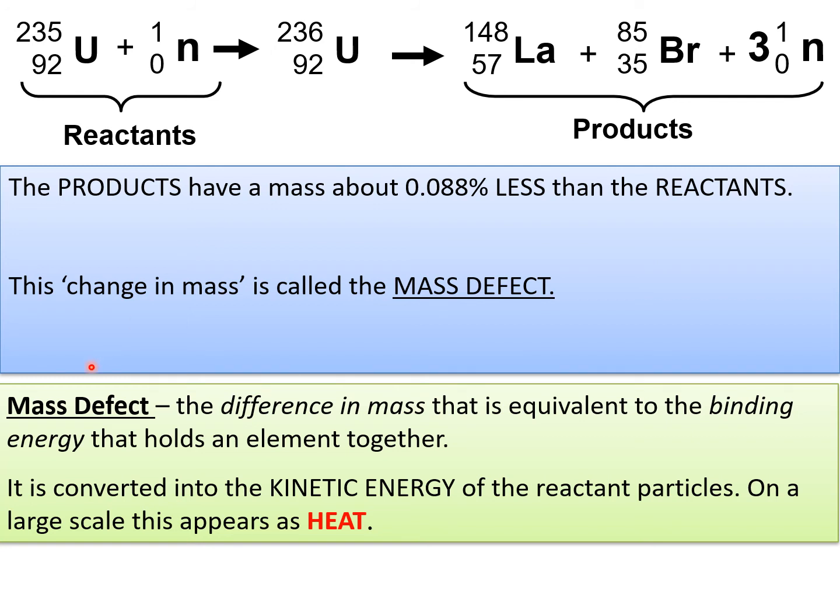Mass defect is the difference in mass that is equivalent to the binding energy that holds an element together. So that binding energy is the energy that holds the elements, all the protons and neutrons together. The difference in energy, or the energy created, is converted into kinetic energy of the reactant particles. On a large scale, this appears as heat. And this is why we can use nuclear reactions as bombs or as a way to generate electrical energy.